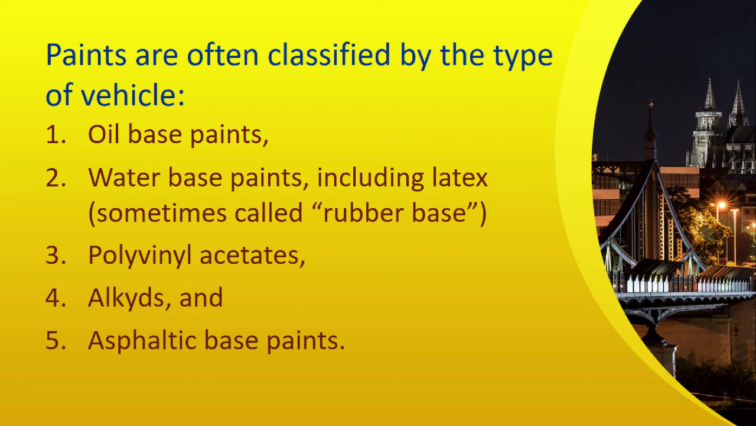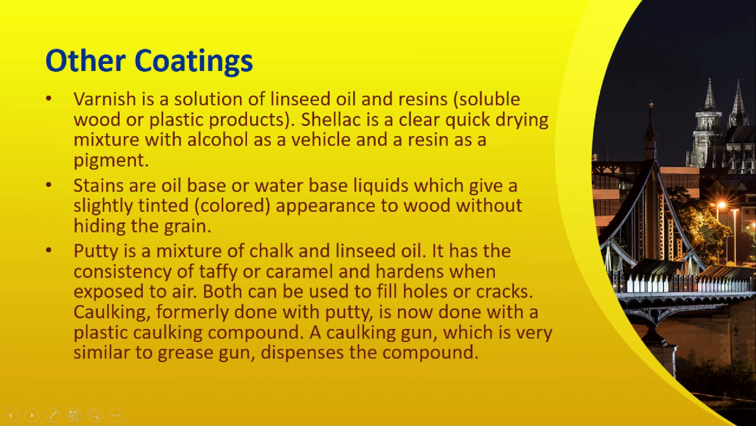Besides thinners, other substances may be added to paint to give it certain characteristics. Some of these will make the paint penetrate the surface much deeper or provide a better seal over the area. Other things, like fine sand, will give the paint a rougher or textured surface. Other coatings include varnish, stains, and putty.